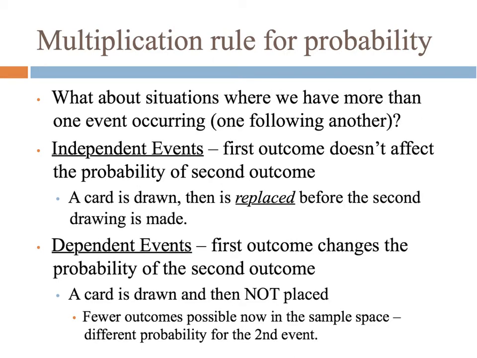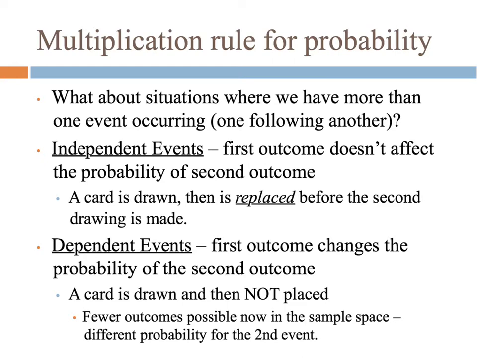So then what about situations where we have more than one event occurring? Situations where we have one event followed by another event. In those cases, there are two important definitions we have to look at. And these are different than the idea of disjointedness that we looked at with the addition rule. When we have sequential events, meaning one event following another event, we say the events are independent if the outcome of the first doesn't affect the probability of the second.